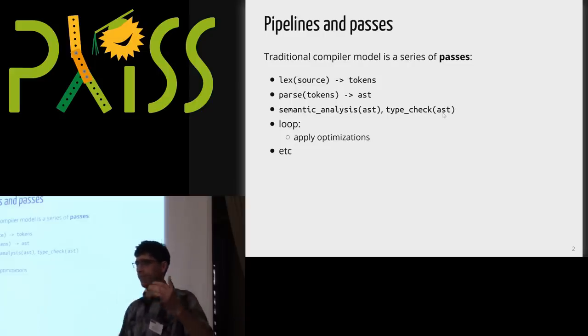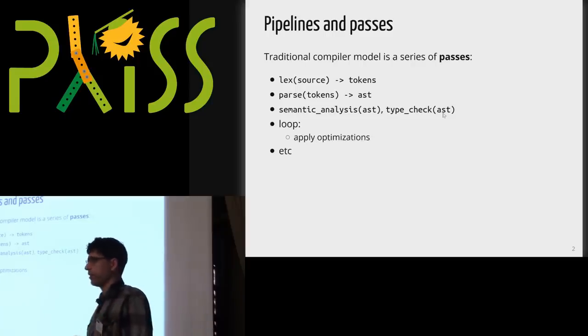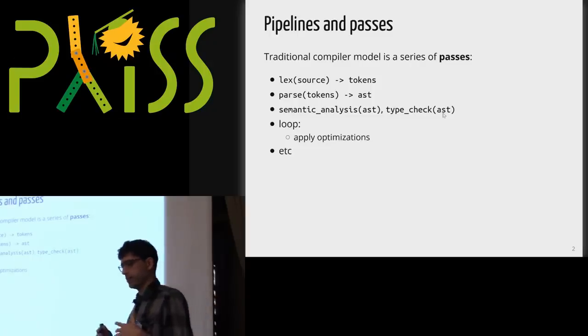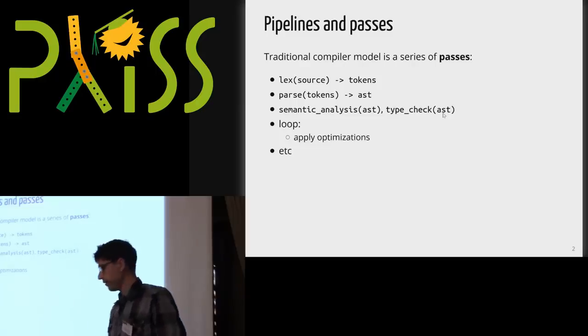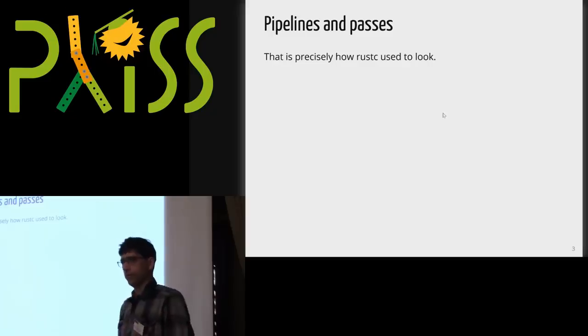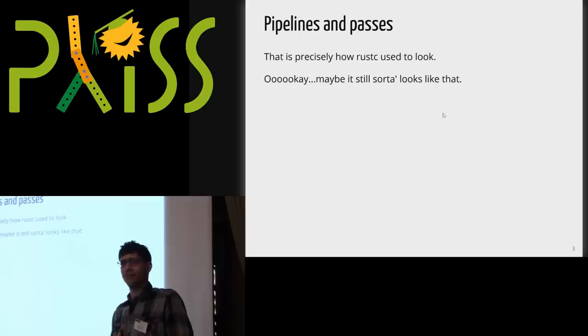We semantically analyze it, for example, looking up all the names and resolving them to symbols. We do type checking, and we do optimizations in some sort of loop. That's a really good structure for a compiler, and it's still the main way the compilers I've worked on have been written. It's exactly how the Rust compiler was written when I first started working on it. It's actually still how the Rust compiler is written, because it's really hard to port a big piece of software to a new approach.